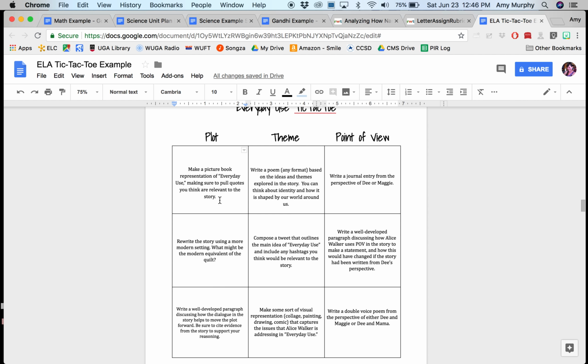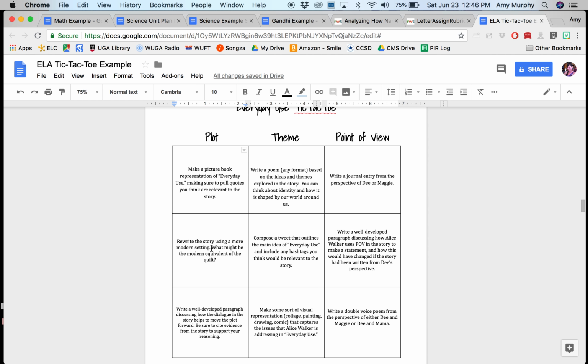Here I could see how students could possibly do this and really just have the most exciting parts of the text, which doesn't necessarily align with plot. Look at this one: rewrite the story using a more modern setting. What might be the modern equivalent of the quilt? So here, this has nothing actually to do with plot. This is assessing how setting impacts story or theme, and that's not related here.